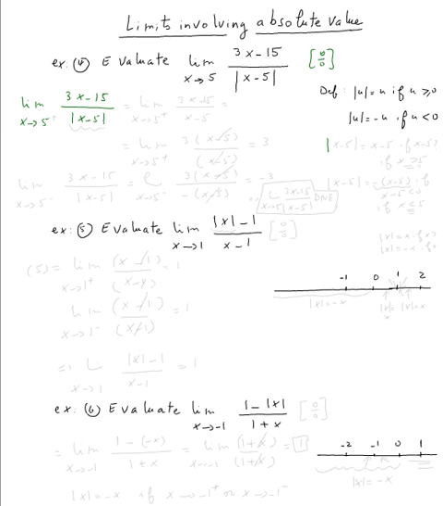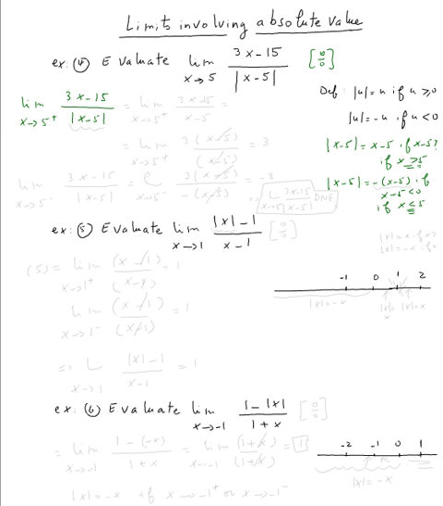The absolute value of x minus 5 is equal to x minus 5 if x minus 5 is bigger than 0, which means x is bigger than 5. Now the absolute value of x minus 5 is equal to minus (x minus 5) if x minus 5 is less than 0, which means x is less than 5. So it depends if we're approaching from the left of 5 or right of 5; the absolute value of x minus 5 takes different values.